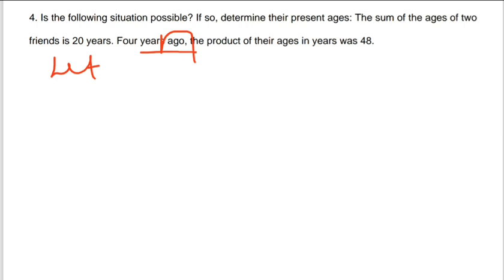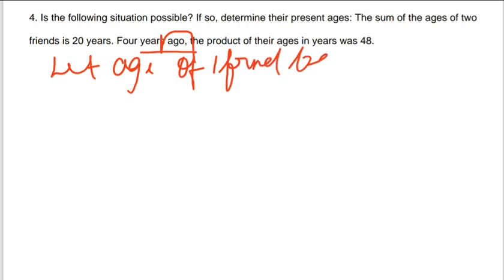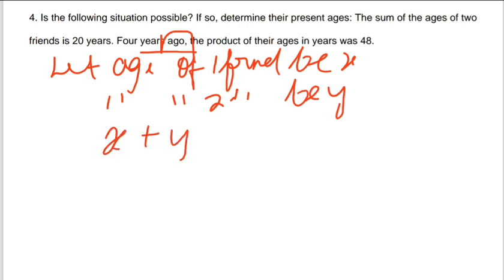So let us use the assumption method. So let the present age of the first friend be x. Similarly, the second friend be y. They are saying that the sum of the ages is 20 years. That is x plus y equal to 20.